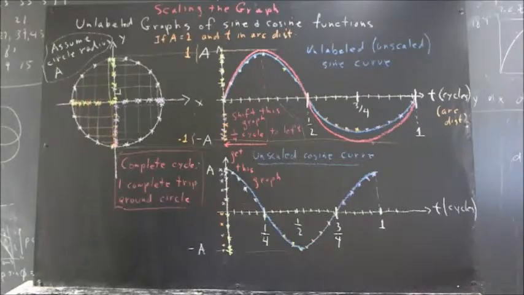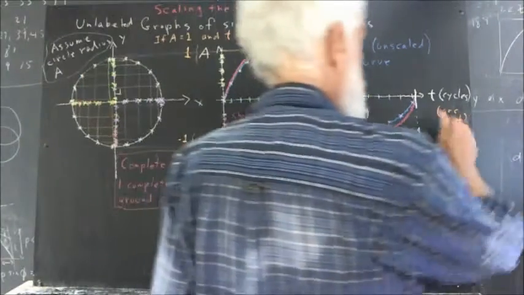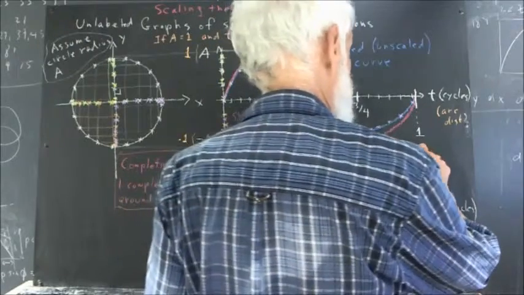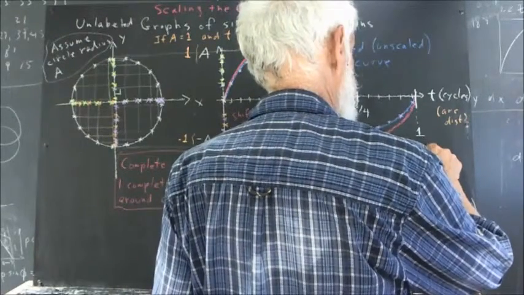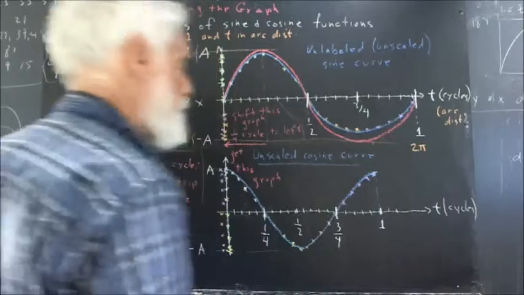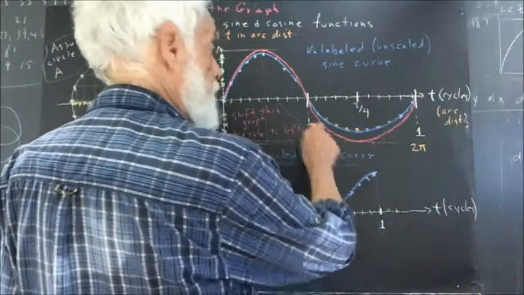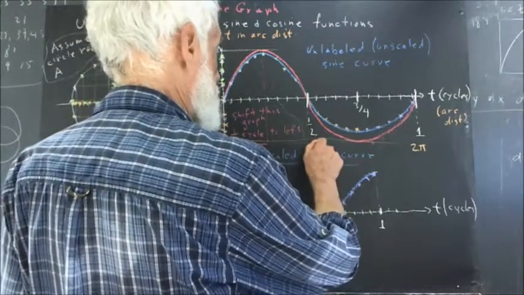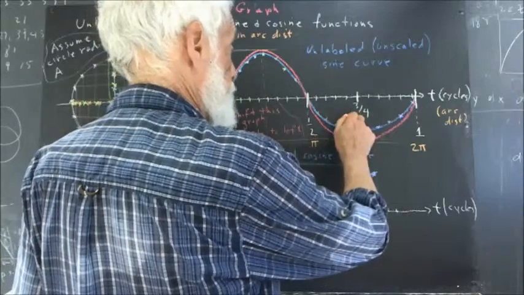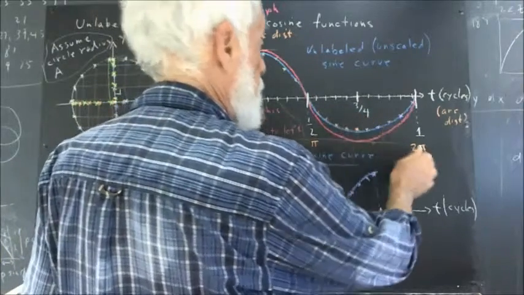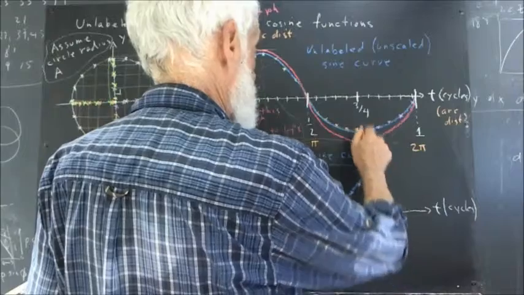So, how are we going to label this? If we're doing a labeling in terms of arc distance, this has to be 2 pi. And then, what is this? Well, this is half of that. This is going to be pi. And what's this? Well, this is going to be 3/4 of 2 pi, which is 3 pi over 2.